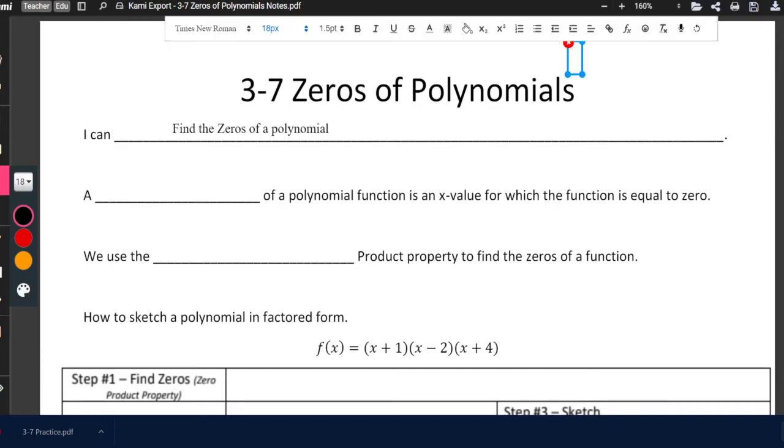Alrighty, so let's get started. As you can see by our I can statement, we're going to be finding the zeros of polynomials and describing what they mean and how we can describe a graph if we just have the factored form and the zeros.